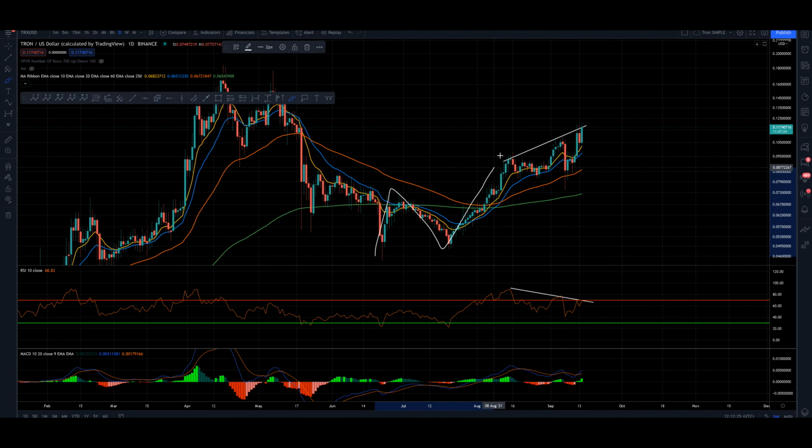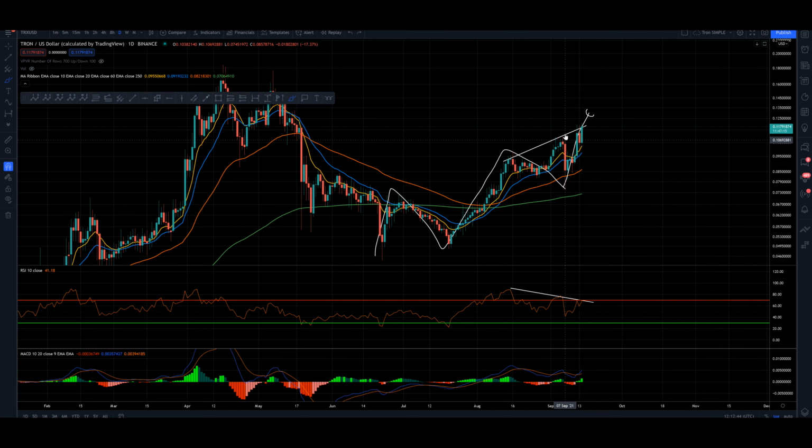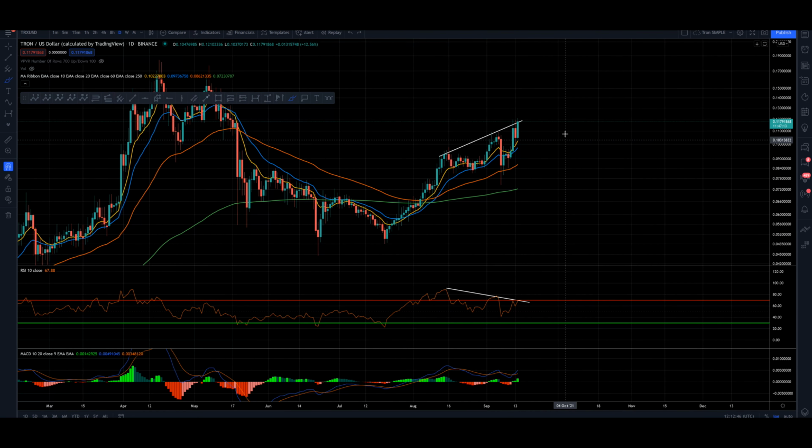So at 1, 2, 3, 4, WXY or zigzag into a flat, push up into a 5, complete this divergence, come down into a 2. Right? Reset the divergence, likely with oversold conditions, then push up to new highs in a 3. That's one way of looking at it.